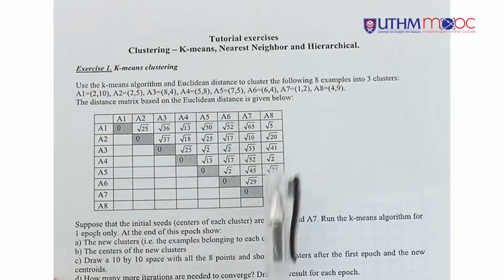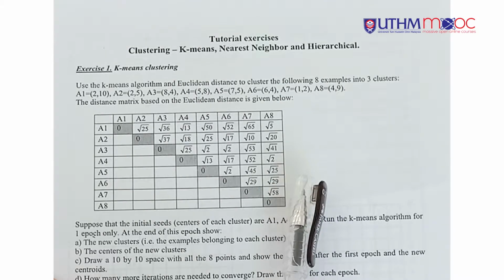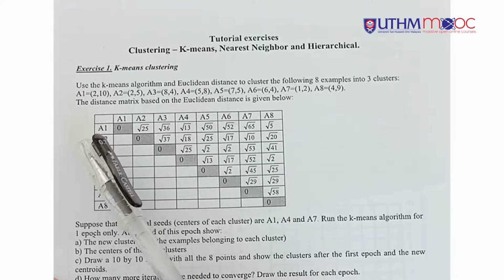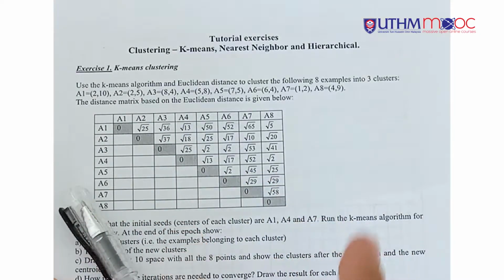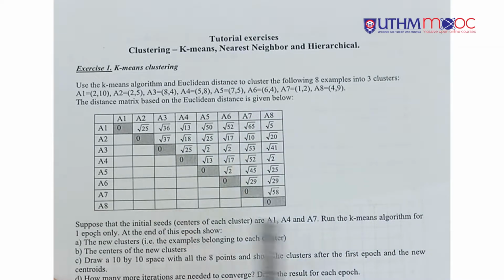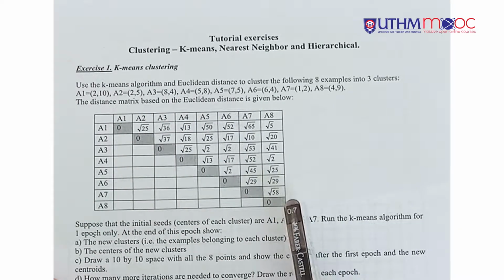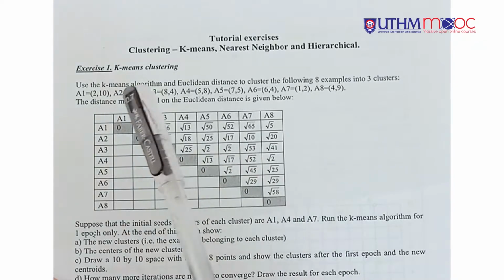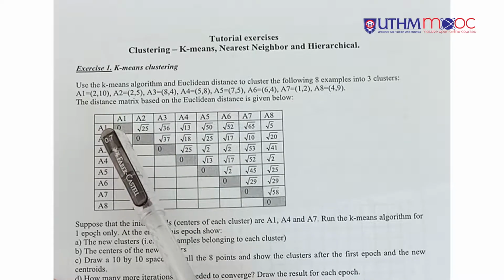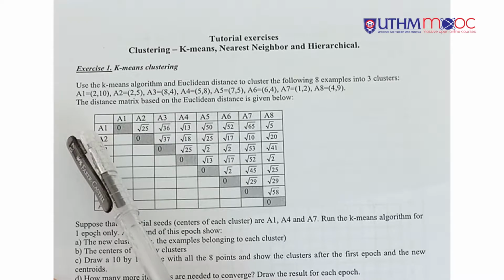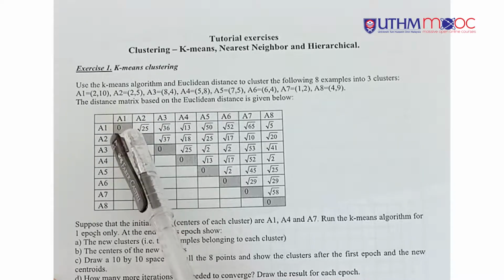So in k-means clustering, what we want to do is find the distance between two examples, and group the examples that are close together. We want to cluster them together. So basically, we have this, called a distance matrix, whereby we want to calculate the distance between A1 to A1, which of course is 0 because it is at its own place. Okay, and we calculate the distance between A1 to A2, which is square root of 25.